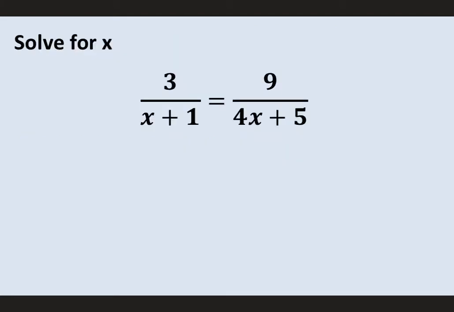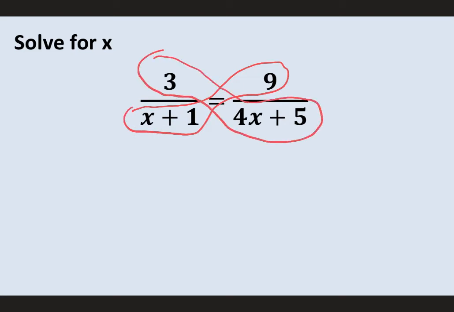All right, so here you go. Here's our first problem, and you'll notice this is one of the situations that I just talked about. We have one ratio equal to another ratio. Since we have one ratio equal to another ratio, this is a situation where we can cross multiply. When I cross multiply, I like to draw it like this, where I circle these two, and I circle these two, and it just helps me remember what I'm doing. I'm going to multiply 3 times the 4x plus 5, and I'm going to set that equal to the 9 times the x plus 1.